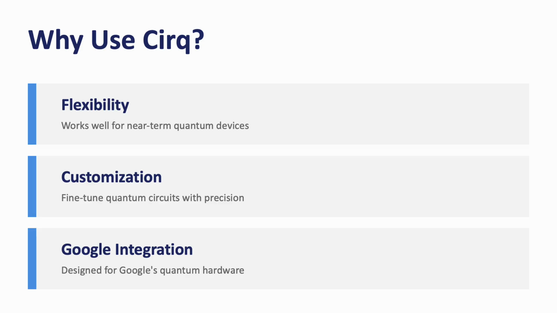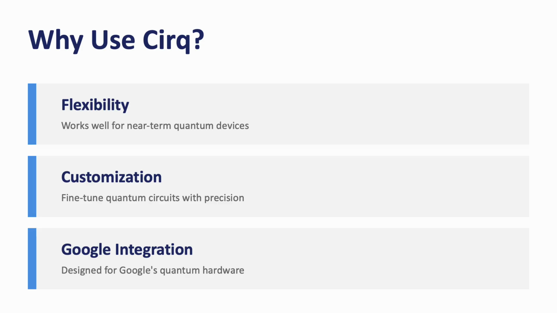You can control things like the duration of quantum gates, the timing of operations, and other low-level details that might matter for research purposes. This level of control is powerful, though it does mean Cirq has a steeper learning curve than Qiskit. The third major advantage is that Cirq is designed from the ground up to work with Google's quantum hardware. If your goal is to eventually run your quantum circuits on Google's quantum processors, using Cirq means you're building your code in a framework that is optimized for that hardware.